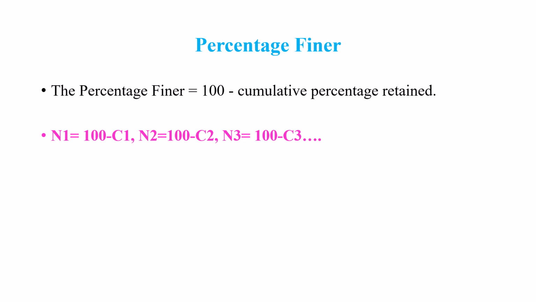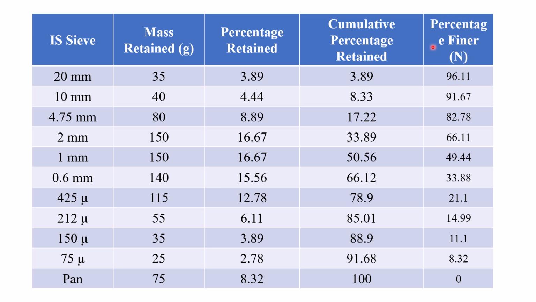Percentage finer equal to 100 minus cumulative percentage retained. Therefore, percentage finer N equal to 100 minus 3.89 equal to 96.11, 100 minus 8.33 equal to 91.67, 100 minus 17.22 equal to 82.78, etc.